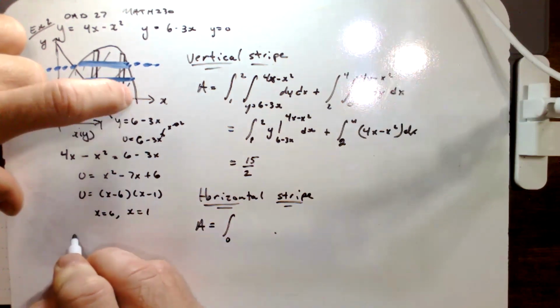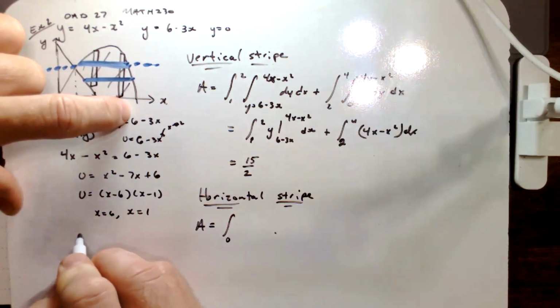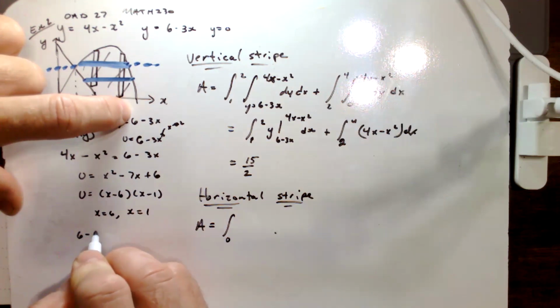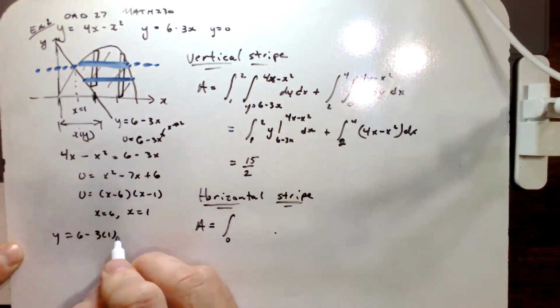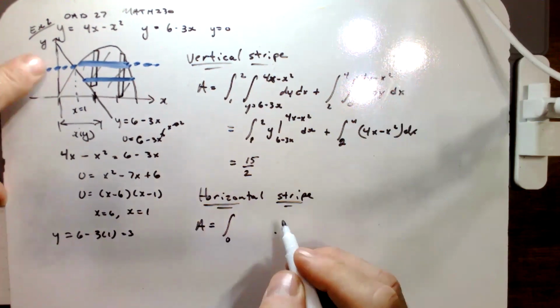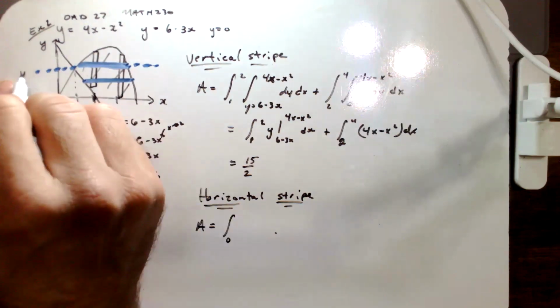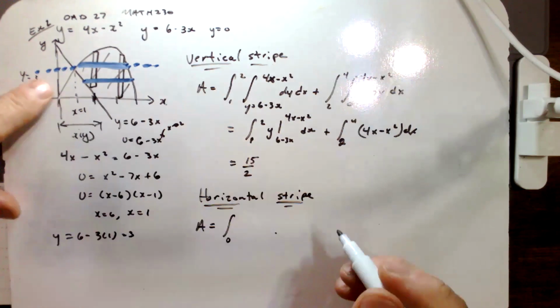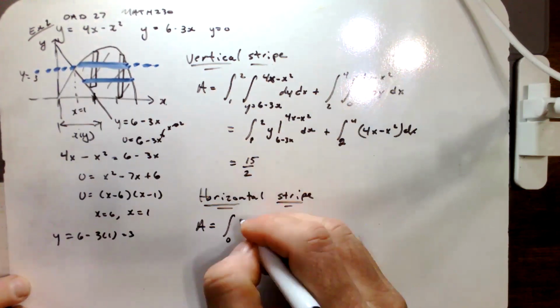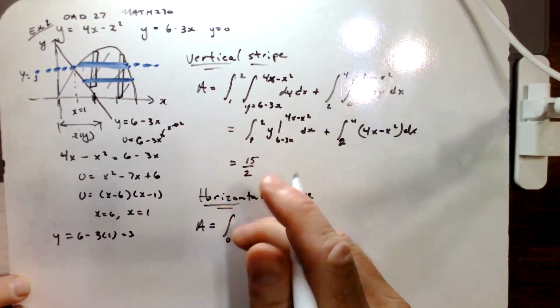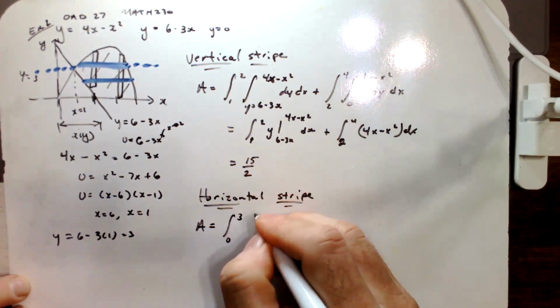In other words, plug in 6 minus 3 times 1, y is equal to, so that gives me 3. So that's the height of this value. This is y equals 3. That's the point where those two intersect, and that's the point where those shift. So this is going to be from 0 to y equals 3 integral.